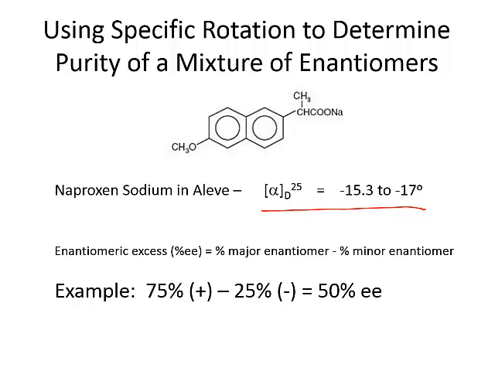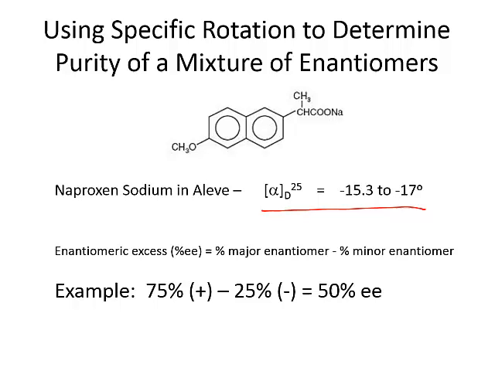One of the things we can do with optical rotation is talk about percent enantiomeric excess. Percent enantiomeric excess is simply the percent of the major enantiomer minus the minor enantiomer, so D minus L or L minus D, whichever is the major and minor one. For instance, if I had a mixture that was 75% D, 25% L, I would say it has a 50% enantiomeric excess. So it's 50% in excess, one over the other.